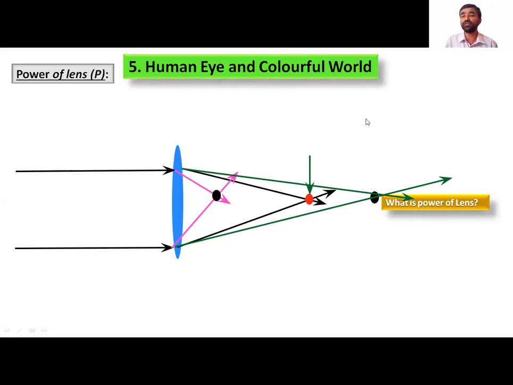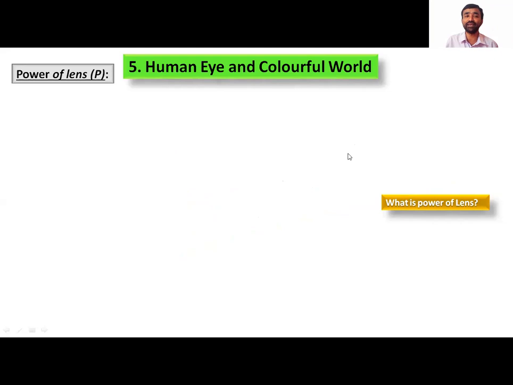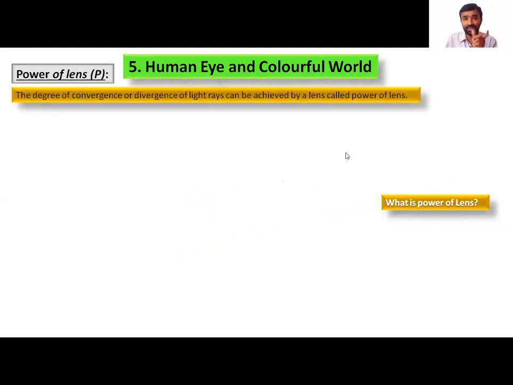So here, what power of lens means is simply the bending of light rays only. How, in terms of angles, I am expressing that. The degree of bending of light rays that gives you a converging or diverging point. So convergence of light rays or divergence of light rays. Are you clear? How I have given the definition?